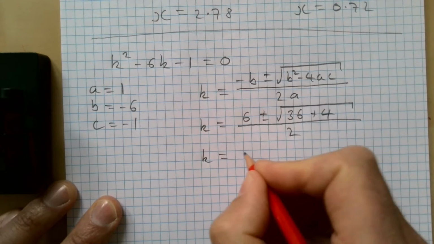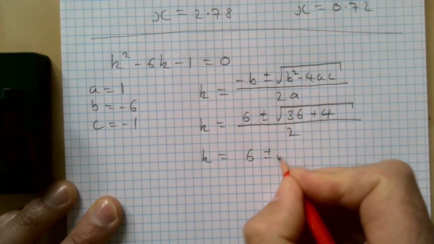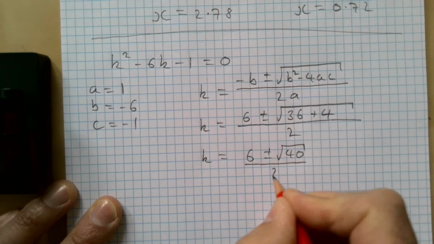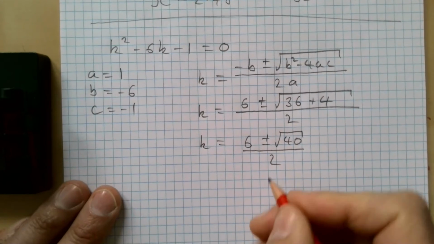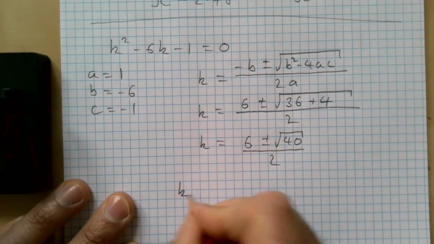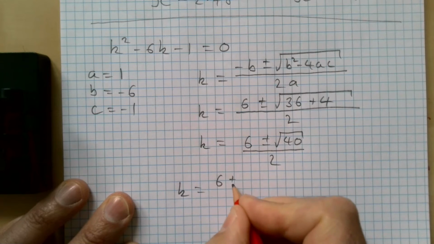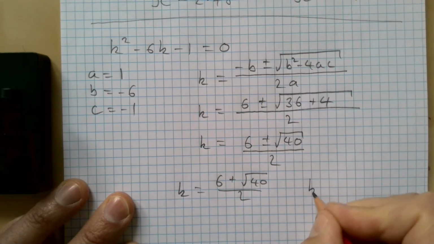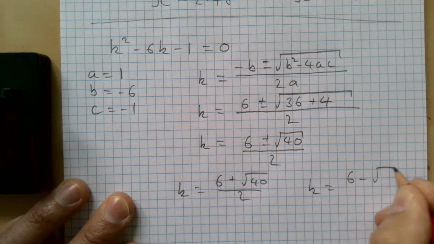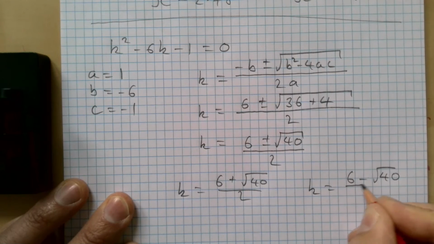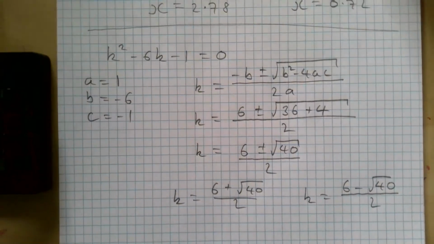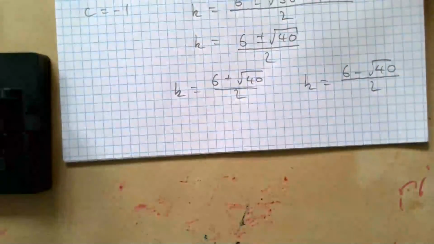k equals 6 plus or minus the square root then of 40 all over 2. And so I've split it up as I did in the last one: k equals 6 plus the square root of 40 over 2, or k equals 6 minus the square root of 40 all over 2. I would now put this into the calculator, but again, as I said with the last one, have a bit of a notion about what it is you're looking for.